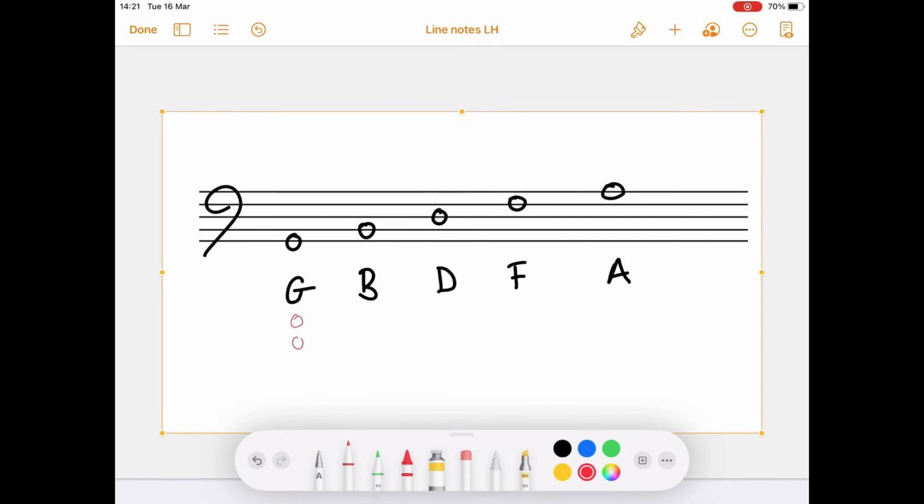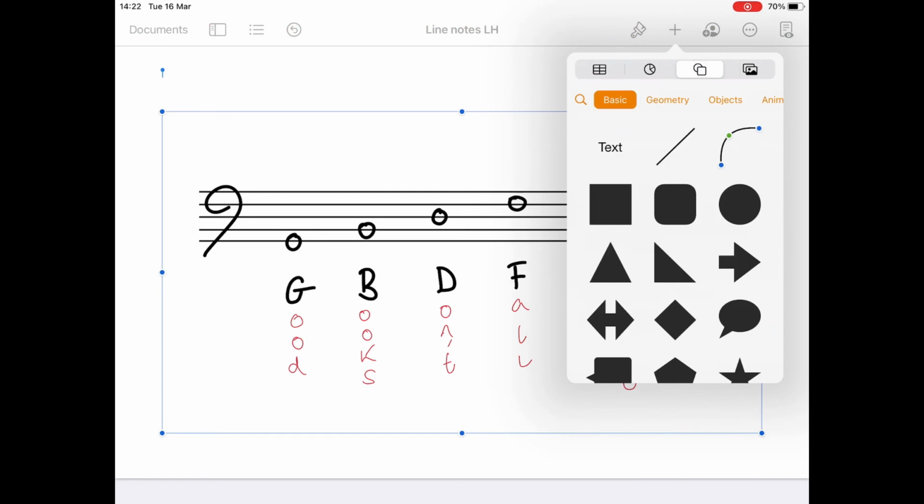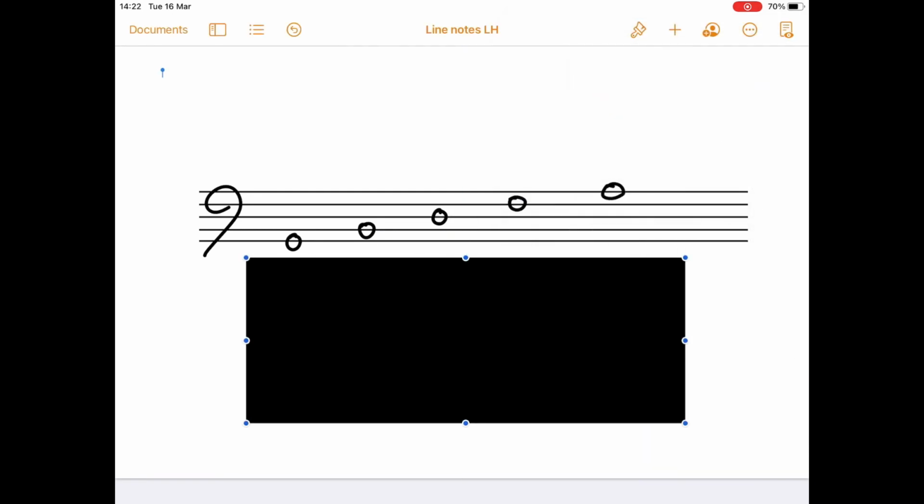The G stands for good. B stands for books. D stands for don't. F stands for fall. And A stands for apart. So we have good books don't fall apart. Let's cover that up and see if we can remember that phrase to help us work out the notes.